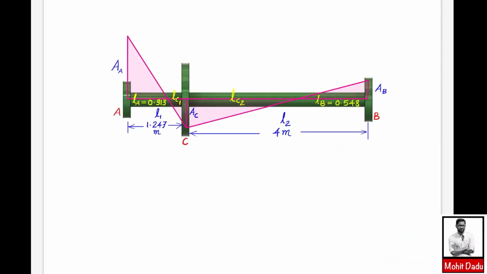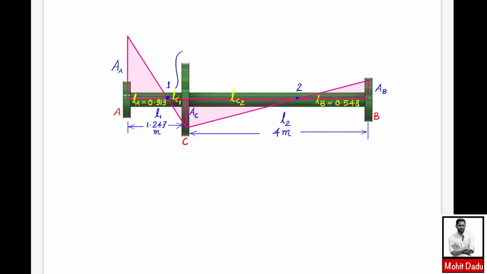So this was the one we were explaining where two nodes are happening. Now we have the node locations. So this is the first node, and this is the second node. The first node is occurring at a distance of LA equal to 0.913 meter.